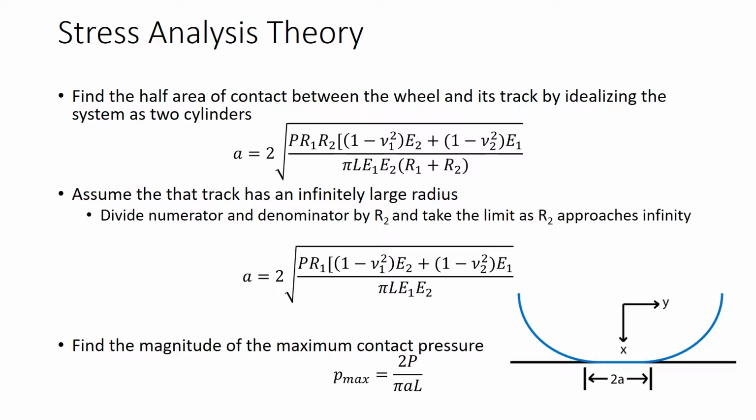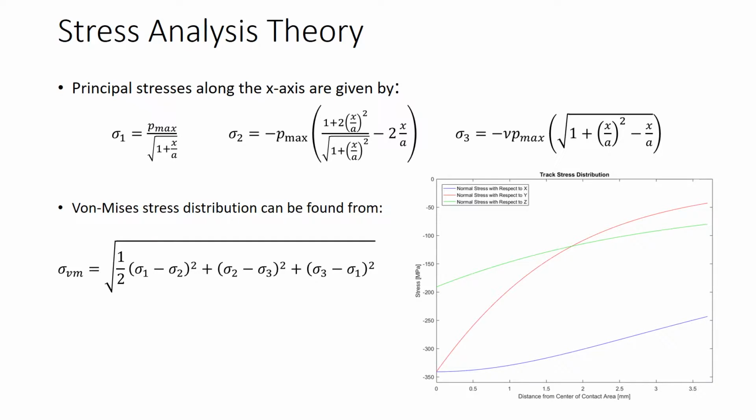In this case, subscript 1 will be associated with the wheel, while subscript 2 will be associated with the track. By making the simplifying assumption that the wheel can be idealized as a cylinder, and treating the track as a cylinder with an infinitely large radius, the half-width of the contact area can be calculated by using the second formula. Once this is found, the maximum contact pressure can then be found by using the third equation.